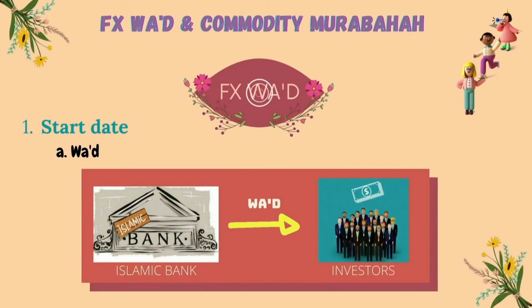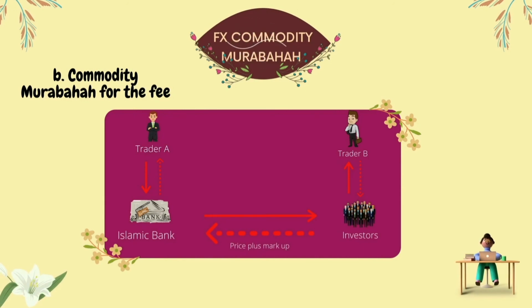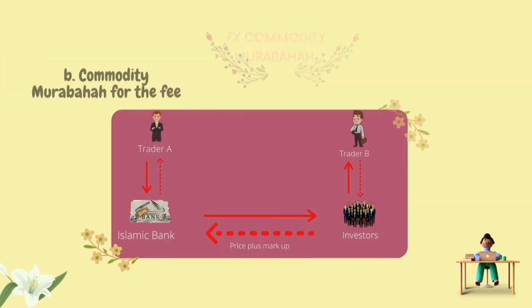In foreign exchange wa'ad and commodity murabaha, on the start date of the transaction, the Islamic bank will undertake wa'ad or promise to the investors to exchange currency 1 to currency 2 at a pre-agreed rate on a future date. Furthermore, on the same date, the Islamic bank will execute a commodity murabaha contract where the payment is paid on spot. Also, the Islamic bank receives a fee from the investor for its undertaking.